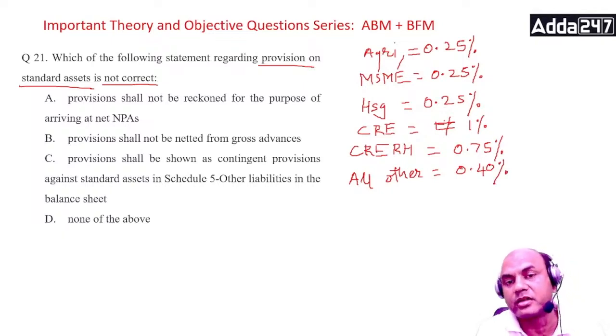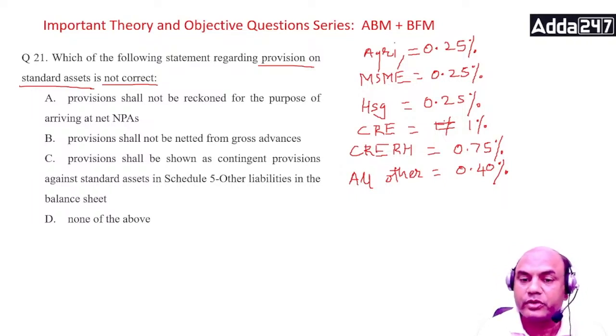Remember these by heart. Again I'll repeat. Agri 0.25, MSME 0.25, housing 0.25, commercial real estate 1%, commercial real estate with residential housing 0.75%, all others it is 0.4%. So what do we want now? Which one is not correct? Okay. So provision shall not be reckoned for the purpose of arriving at NPAs. How can we arrive at NPAs using the standard assets? Obviously it can't be, right? So we want not correct.